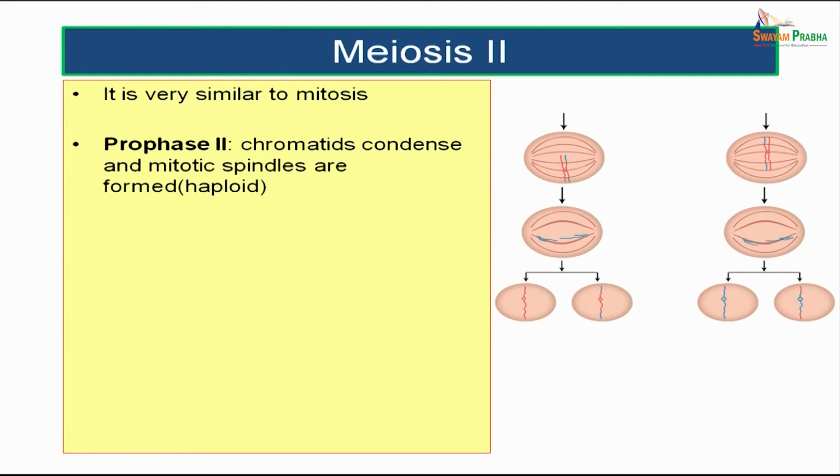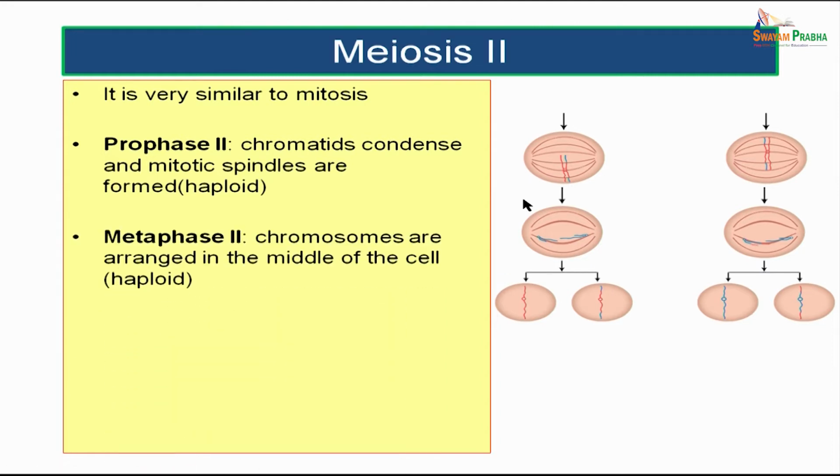Meiosis 2 is actually very similar to mitosis. So, what happens in prophase 2? Prophase 2 means it is the prophase of meiosis 2. Here again the chromosomes will be condensed and mitotic spindles will be formed, and the cells are now haploid, because after meiosis 1 we have a paired chromosome with haploid number of chromosomes. So, these chromosomes will be arranged in the middle.